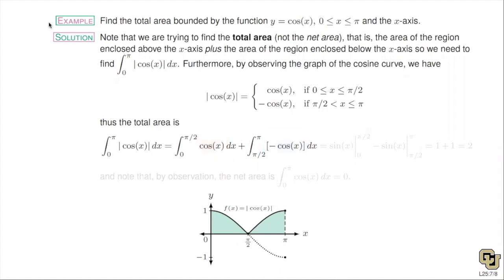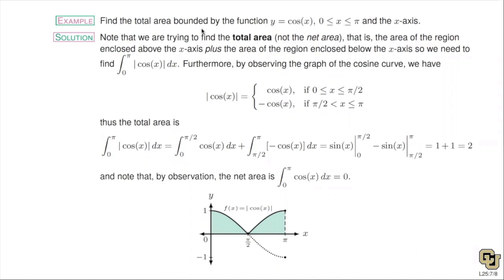So now we use the evaluation theorem. The derivative of sine is cosine, so the antiderivative of cosine is sine. And the derivative of negative sine is negative cosine, so the antiderivative of negative cosine is negative sine. And then we do f of b minus f of a, and I got both terms were equal to 1, so I get 1 plus 1 equal to 2. So that's the total area, and we should contrast this with the net area.